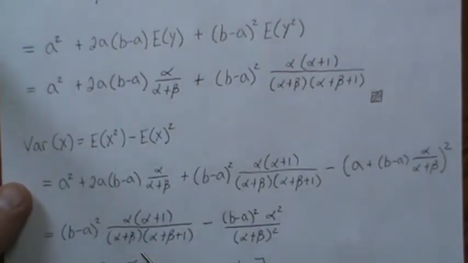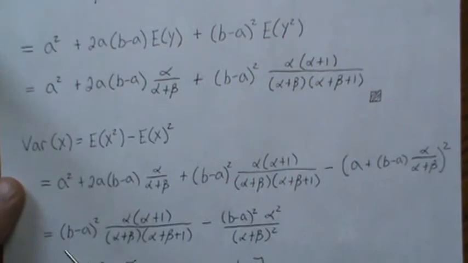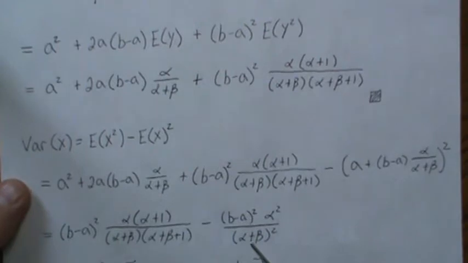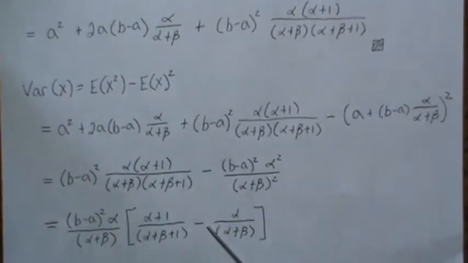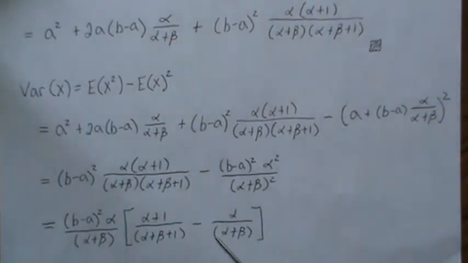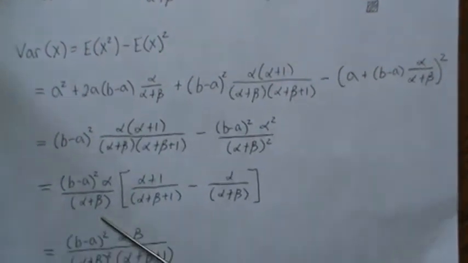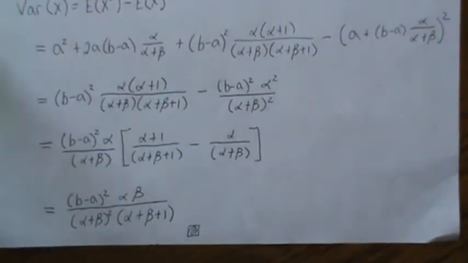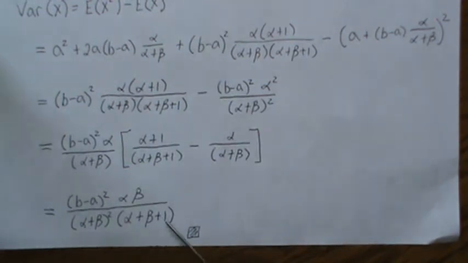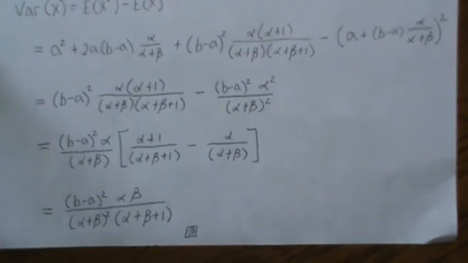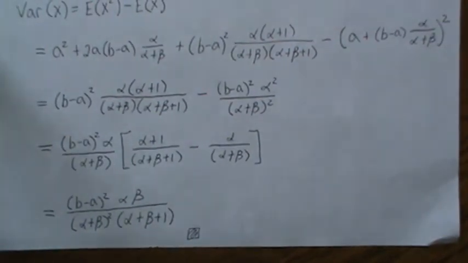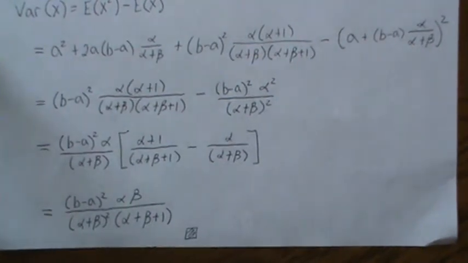Now to simplify it, I want to factor out what I can. So we can factor out a b minus a. There's an alpha, and there's an alpha plus beta common in both terms. So it's factored out, and this is what's left over. Now when you subtract this fraction, get common denominators and subtract, and then simplify, you get this. And it should be noted that when a is 0 and b is 1, so it's sort of like the standard beta distribution, that would be the variance that we get.